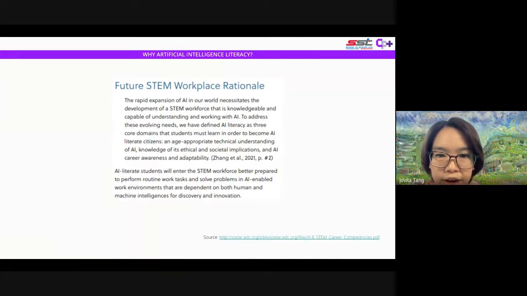So why is AI literacy important for us? Because in the future STEM workplace, whether you're in programming or a computing field or not, AI would definitely be used somewhere in some way. You may end up working with AI software even if you're not a programmer, in whatever job you are in, even as a doctor, even as a teacher. So that's why we want them to understand more about what this is about.